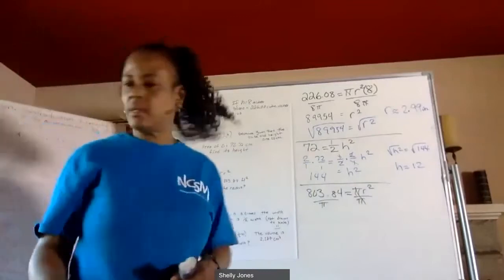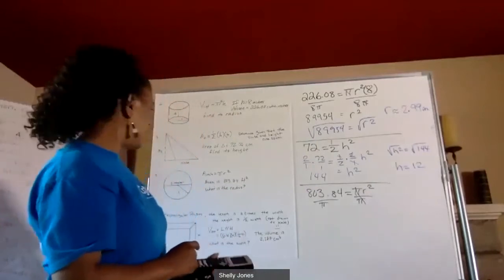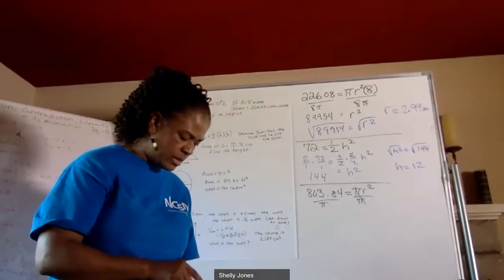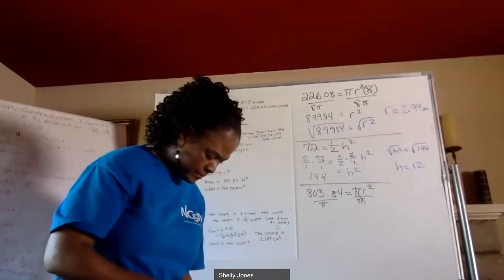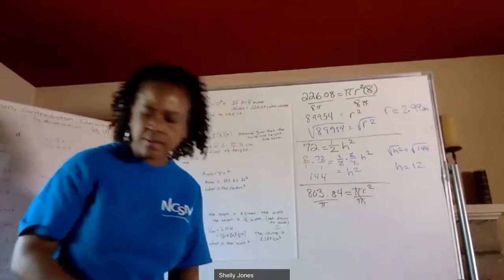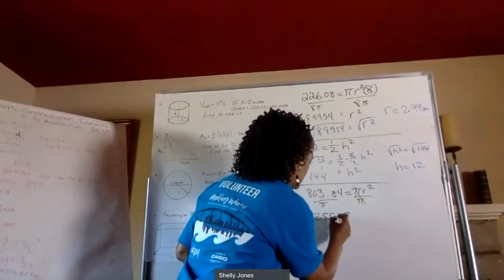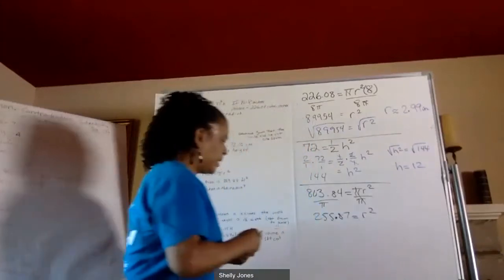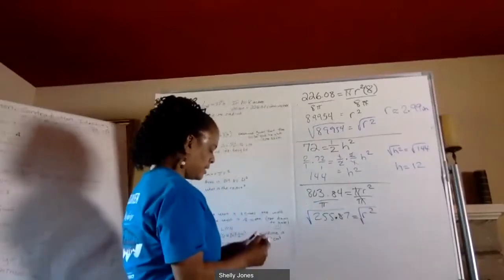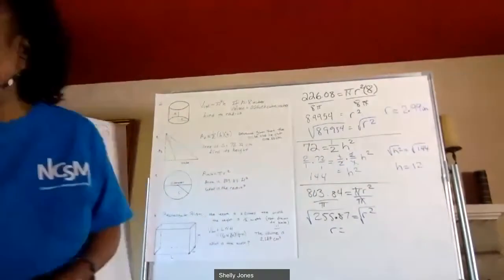And if I use my calculator, 803.84 divided by pi equals 255.87. So 255.87 equals r squared. Again, if I square root both sides, and I'm just going to do that here rather than rewriting it, I end up with r equals, and I'm going to need my calculator for that, the square root of 255.87.